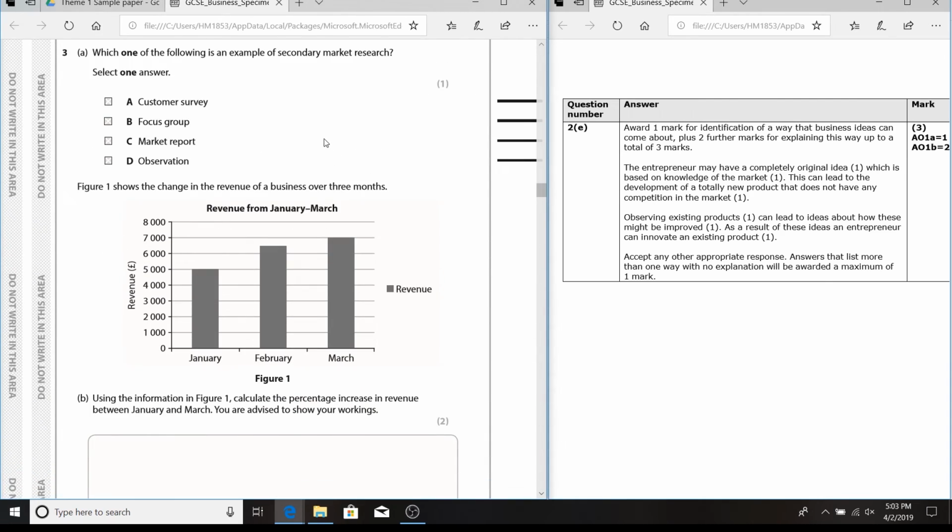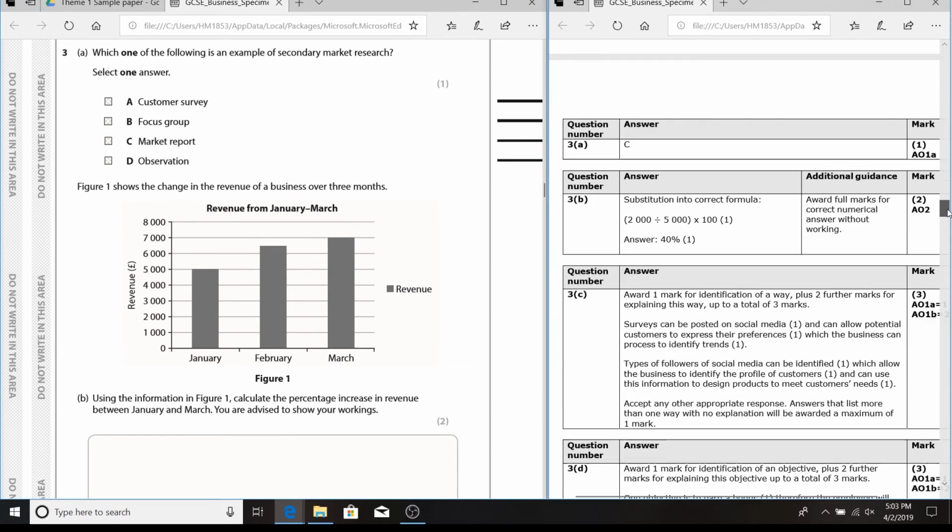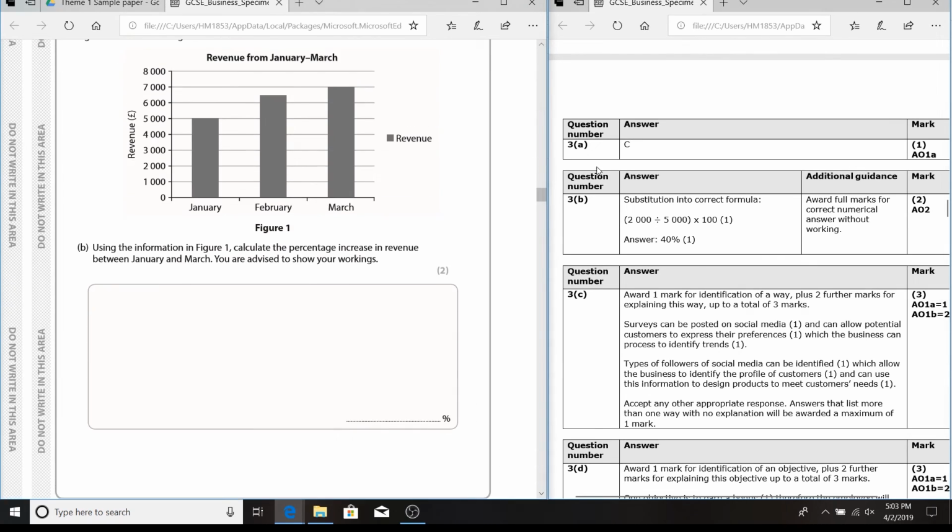We've got a multiple choice question here. Give that a quick bash. Let's have a look at the answer. Okay, we've got C. Then we're on to a calculate question. Using the information, calculate the percentage increase in revenue between January and March. We can see we've got to do change divided by the original. The original is 5,000. The change goes up to 7,000. So it's 2,000 divided by 5,000 times 100. Whoop, there it is. Love it.